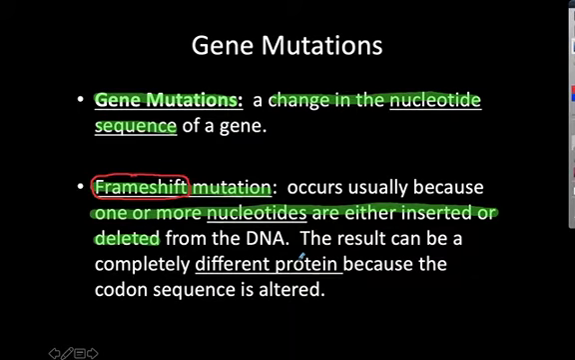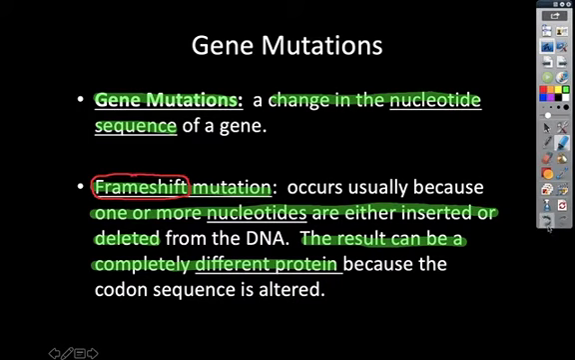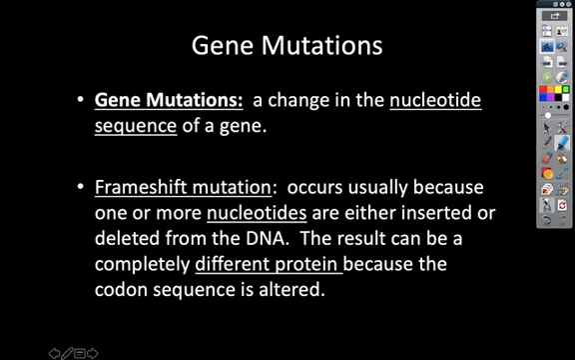And so this particular type of gene mutation can actually result in a completely different protein because the codon sequence is going to be altered so much. Okay, so that's a frame shift mutation. Now I have a little diagram I want you to look at, and then I'm going to do kind of a silly little example that might help you understand it.